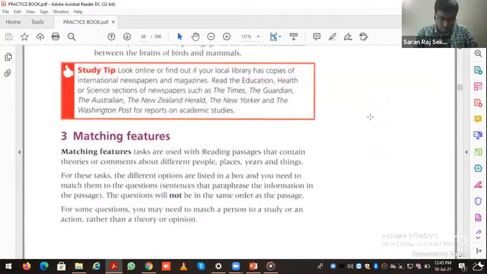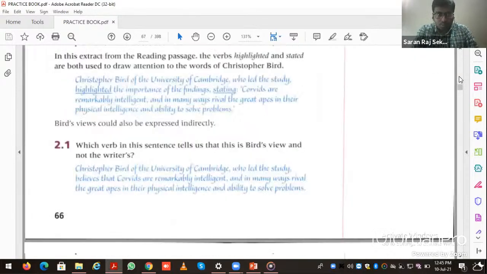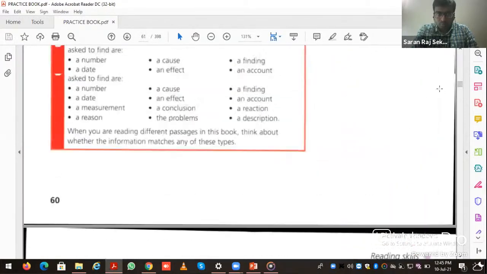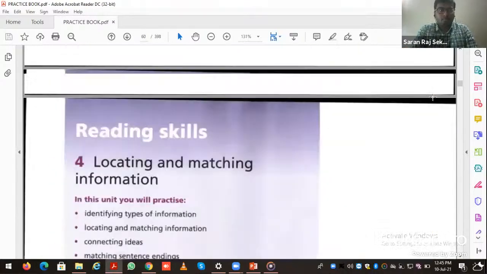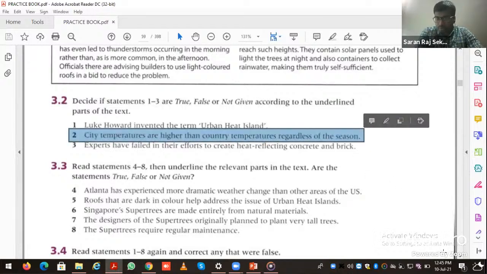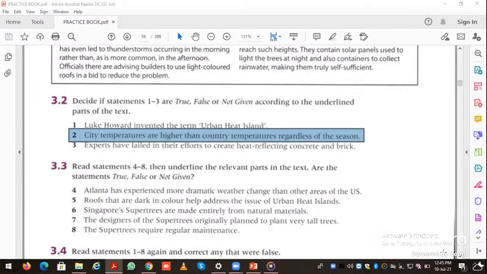Just a minute, I forgot the page number. It's 58. Okay. So here I think she is asking about the second question: city temperatures higher than country temperatures. Let me check. I think she says she's given a different answer. All right, okay.